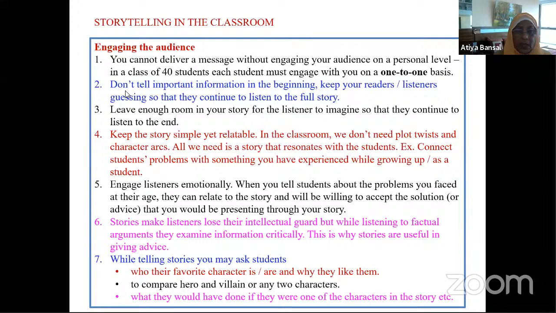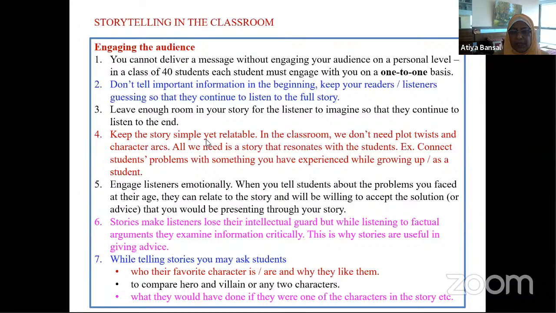Don't tell important information in the beginning. Keep your readers or listeners guessing so that they continue to listen to the full story. Leave enough room in your story for the listener to imagine so that they continue to listen to the end. Like the 2 stories we did, the doctor saying, I cannot operate, and the mother rushing out. Like that, leave some space there where the listener can imagine whatever they want.